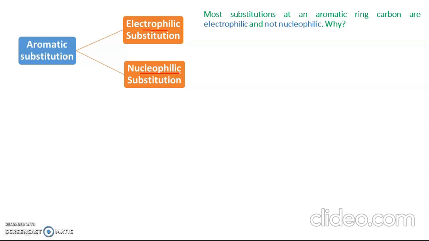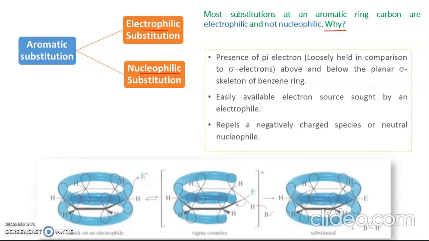Fine. But in case of aromatic substitution, electrophilic substitution is the most common, not nucleophilic substitution. Though there are many examples of nucleophilic substitution, if you compare the number of electrophilic substitutions with nucleophilic substitutions, obviously the number of electrophilic substitutions is more. But what is the reason? That we have to know.